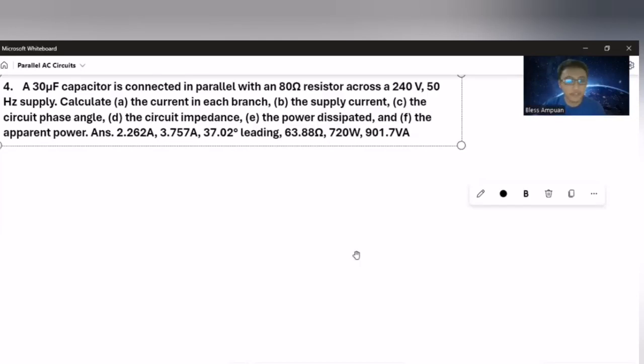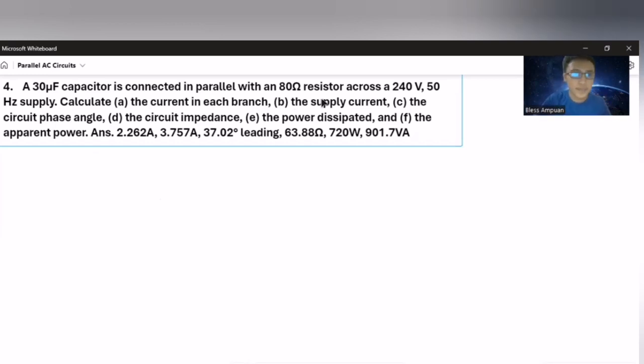Okay, so for our next problem, example number 4. In our examples 1, 2, and 3, we were dealing with inductance and resistance connected in parallel. But this time, in our fourth example, we are dealing with a capacitor and a resistor connected in parallel.